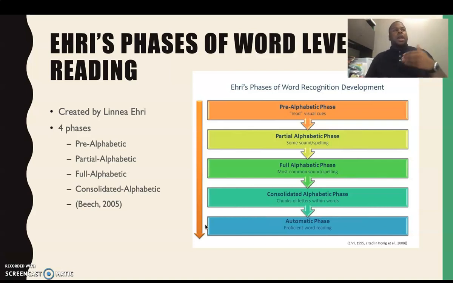Proficient word reading. What I got from proficient word reading is that it's clearly automatic. Going through, say, a sentence, that student can read that sentence from beginning to end. I say proficient word reading is understanding the words that they are actually reading, and also saying those words and not stumbling over them. So that's where I got the automatic phase.